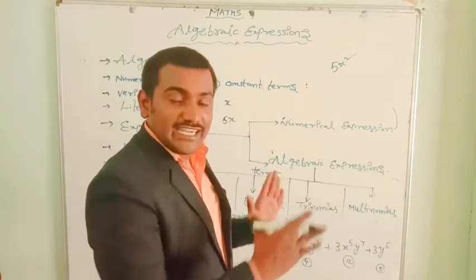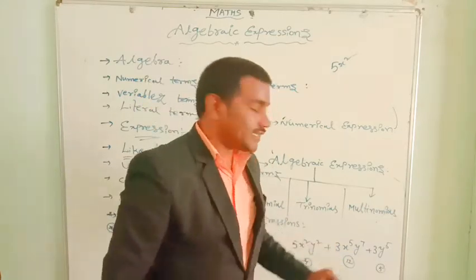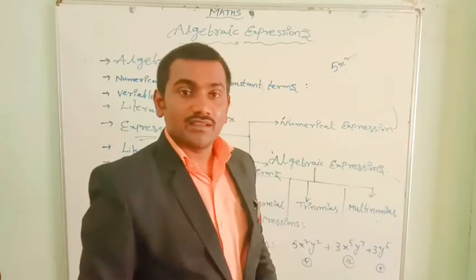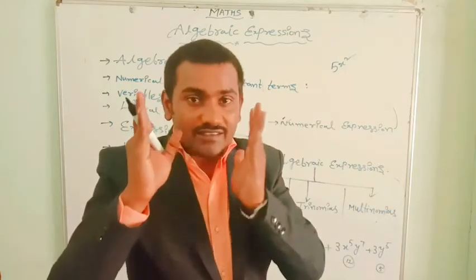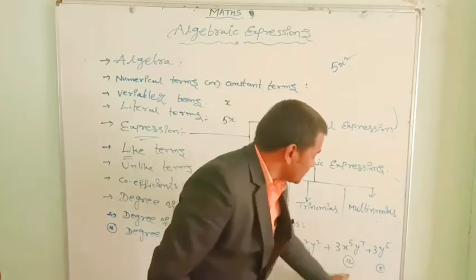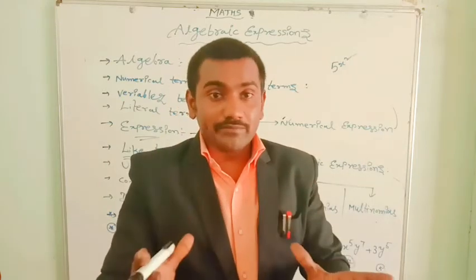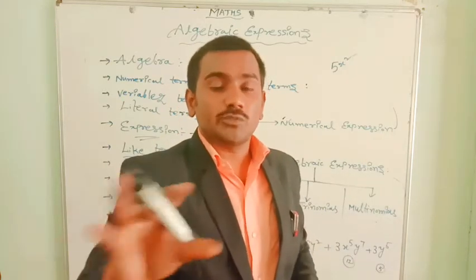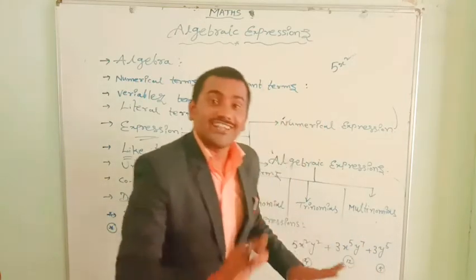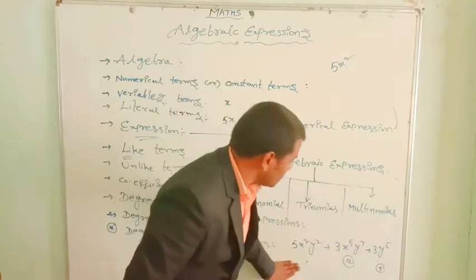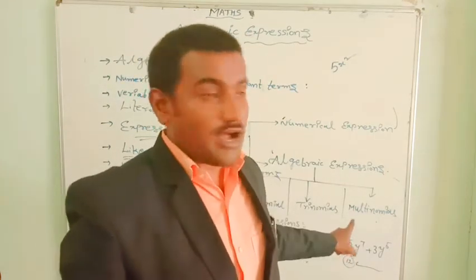Now, of these 3 terms, the first term has 4 as its degree, 2 plus 2. The second term has 5 plus 7, 12 as its degree. The third term has 5 as its degree. Then the term with the highest degree is the second term, and that degree is 12. So the highest degree of a term is known as the degree of an algebraic expression. What is the degree of this complete algebraic expression? Not 4 plus 12 plus 5. That is not correct. We have to take the highest one. The highest one is 12, so 12 is the degree of this given algebraic expression.